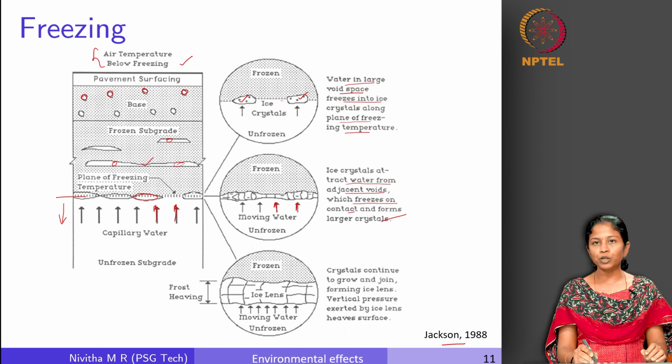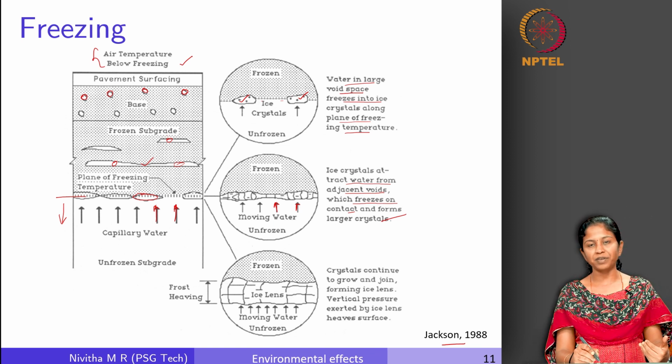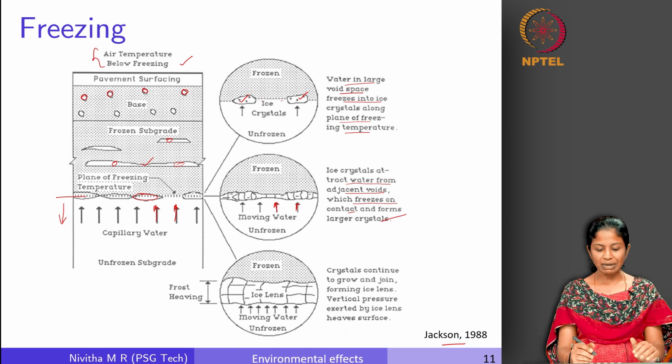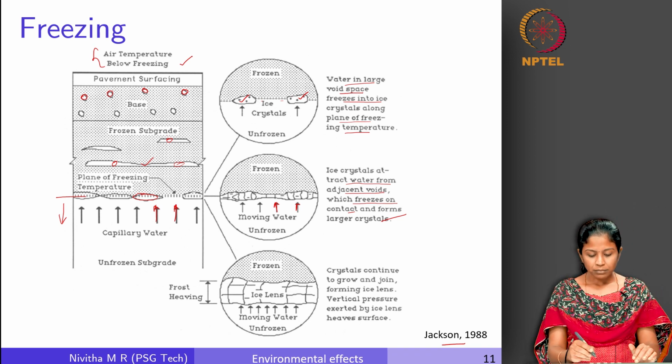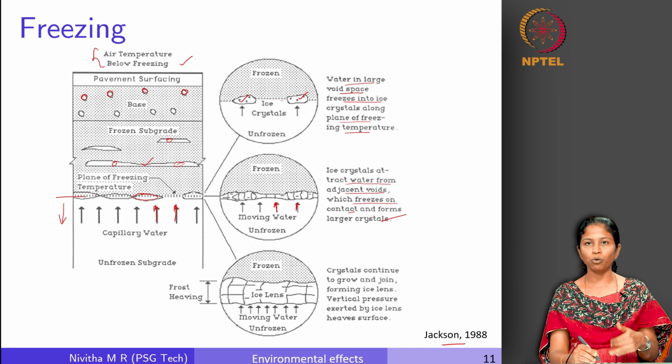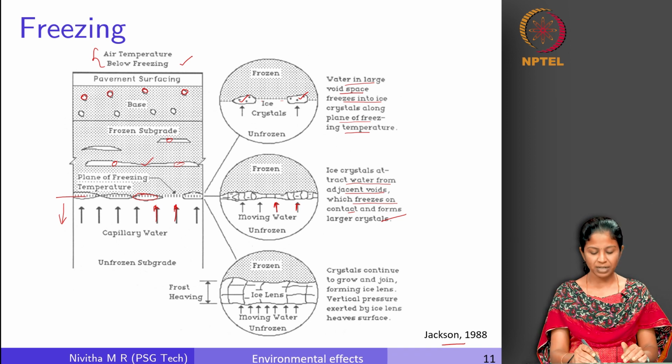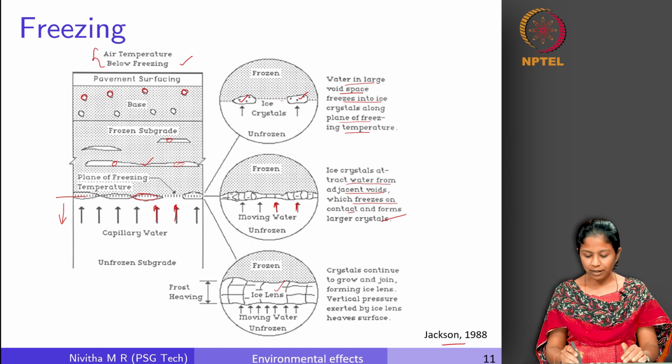This water is able to move because below this ice lens there is an unfrozen subgrade. Your entire subgrade does not freeze. Once there is this ice lens formation, many studies have shown that below it the temperature is slightly warm and the subgrade is unfrozen. This allows movement of more water towards the ice lens, and once it reaches here it starts freezing and the ice lens grows in size. Crystals continue to grow and join, forming the ice lens.